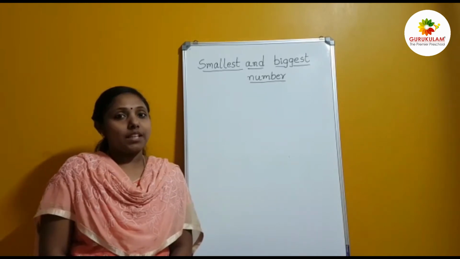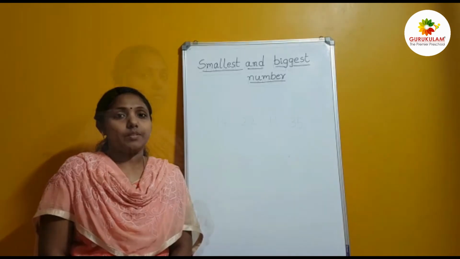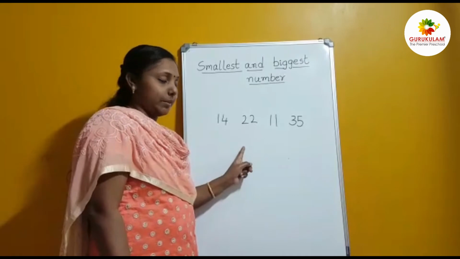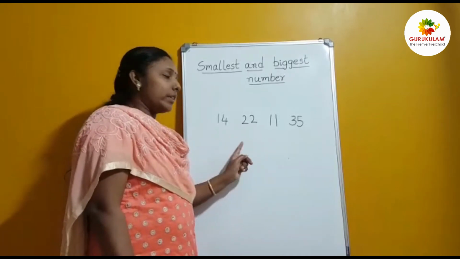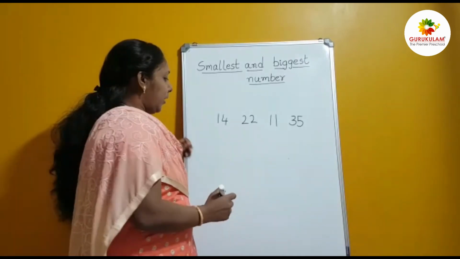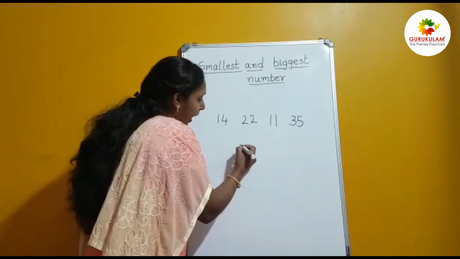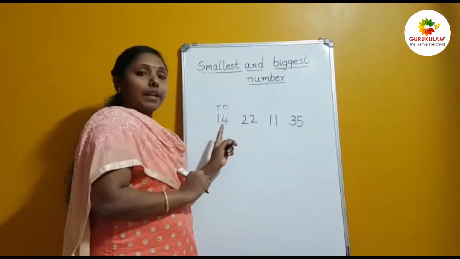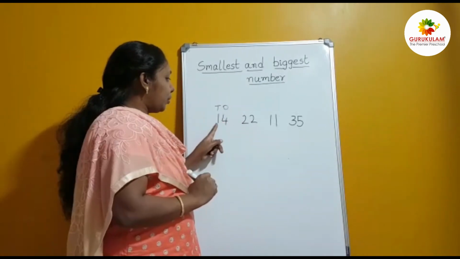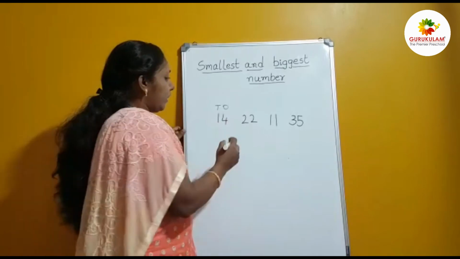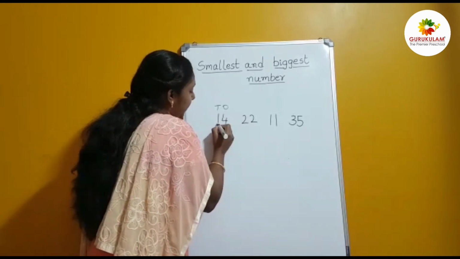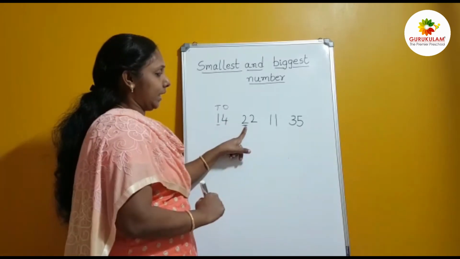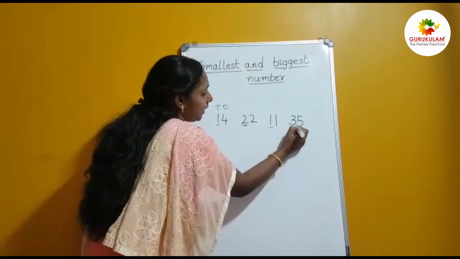Now, let's see how to find them in two digit numbers. Children, now we have a few two digit numbers here. Now, let's find which is the smallest number. In every two digit number, we have ones place and tens place. So, whenever we are finding the smallest number, we have to see the tens place. So, when we compare tens place with other numbers, here 1 means 10, here 2 means 20. Again here tens and here 30s.